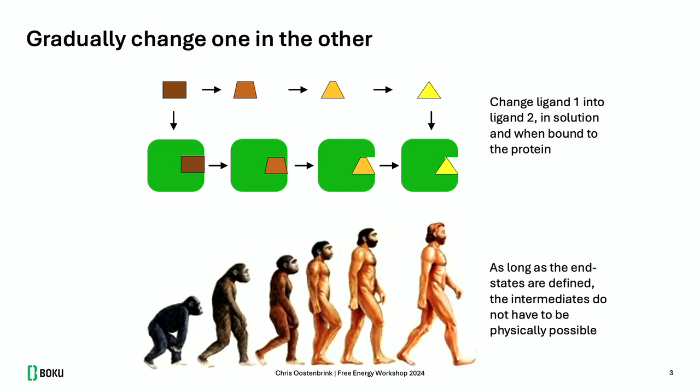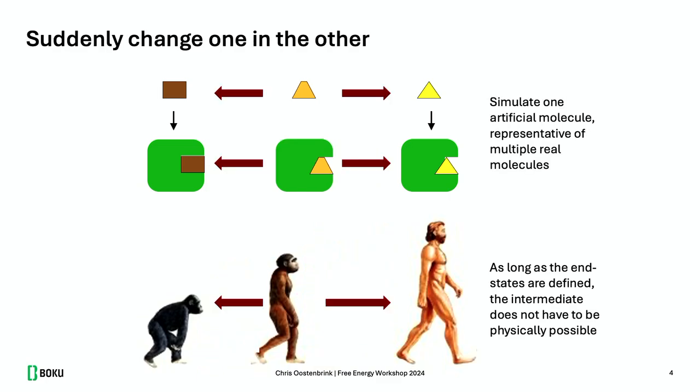In my lectures, I like to show these kinds of pictures where we're usually gradually changing one compound into another in the free state and in the protein-bound state, and I compare that to changing a chimpanzee to a more athletic version of myself. And then what we're now doing is we're using an unphysical intermediate state to connect the two ones, and we only simulate the states in the middle in order to speed up the simulations.